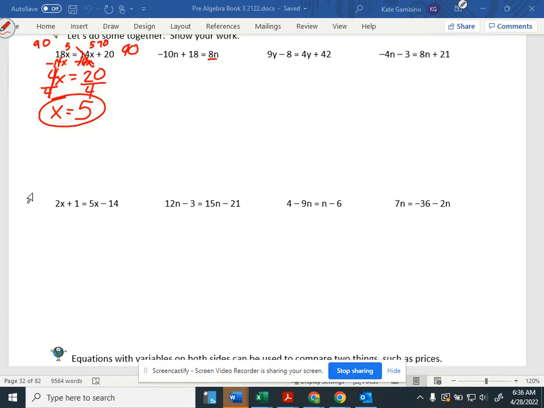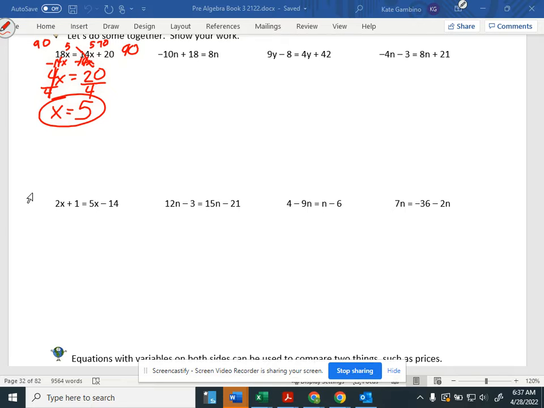oh, I can move that negative 10n over, and then I just have my n's on one side and my constants on the other. I could move that 8n over to this side and move my constant over to that side, so I have it as n equals my constant. That would work too. It's just going to be more steps. So let me show you what I'm talking about.